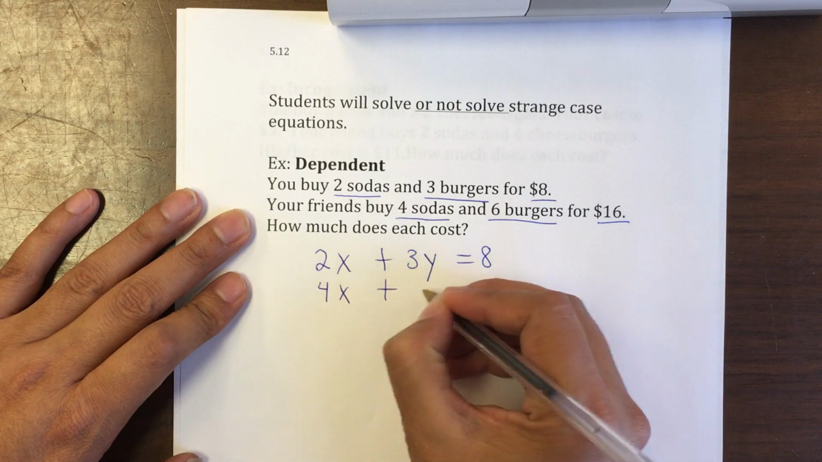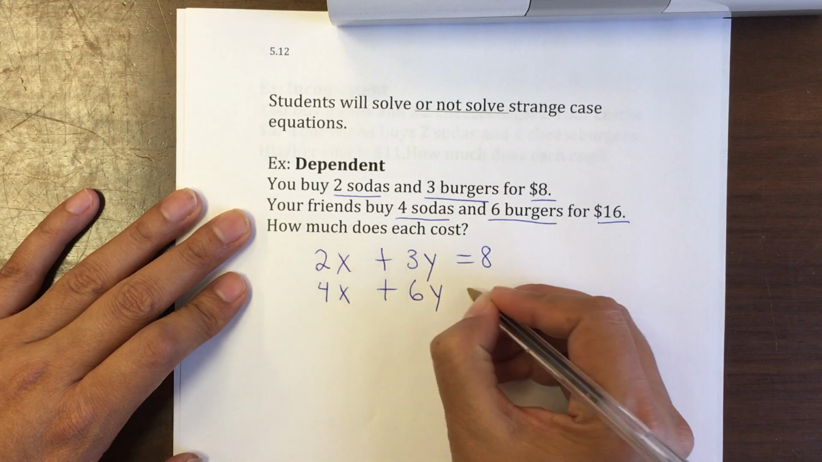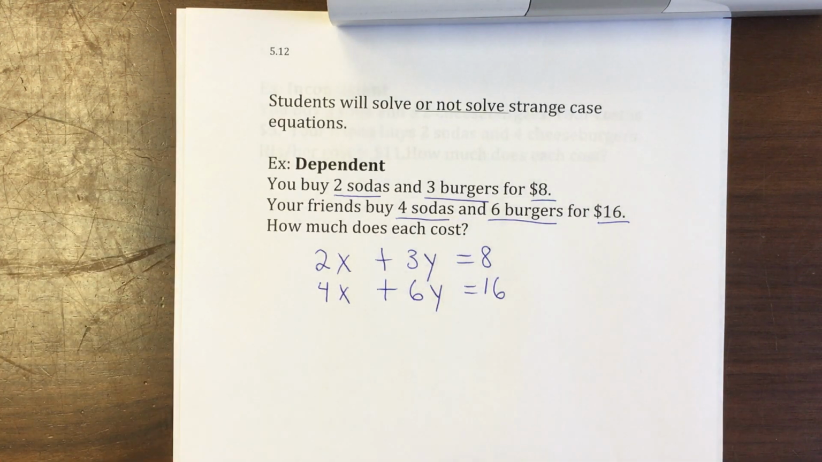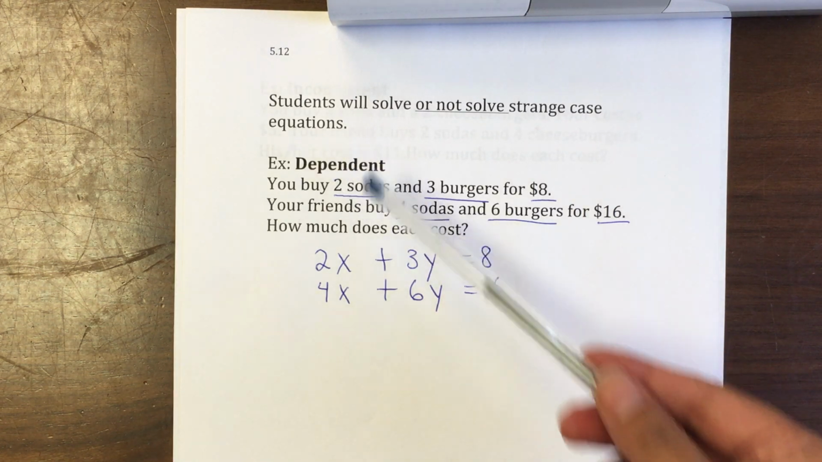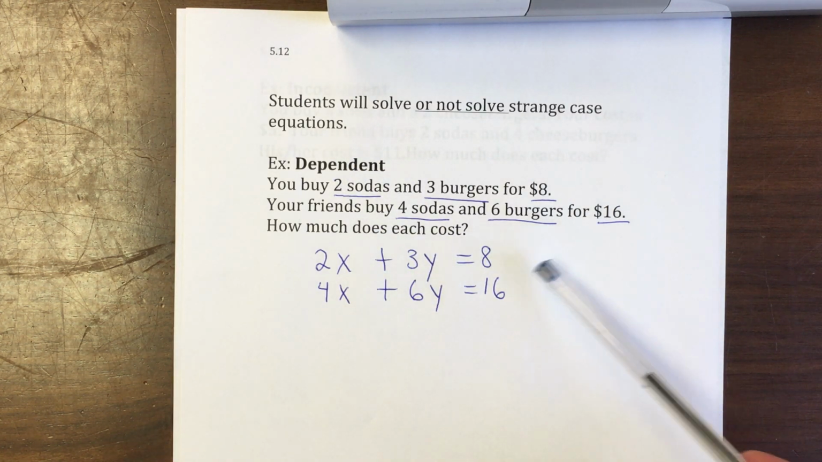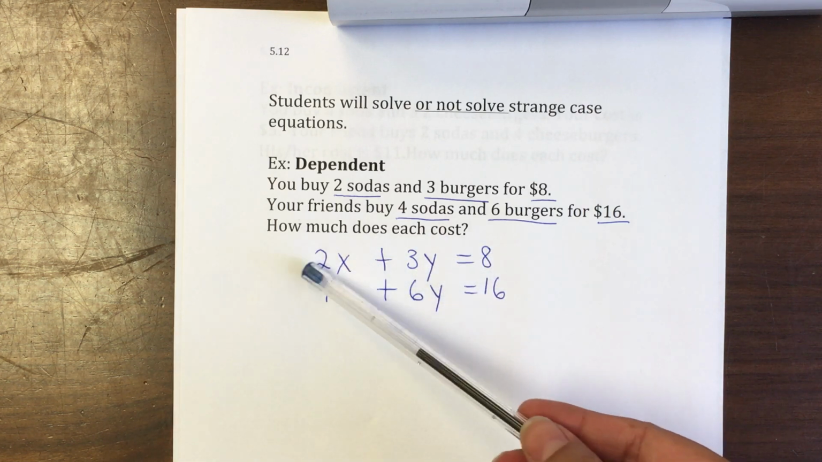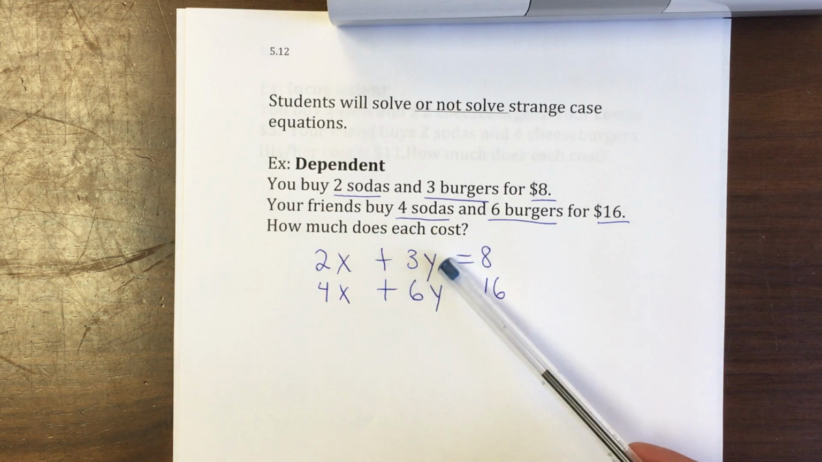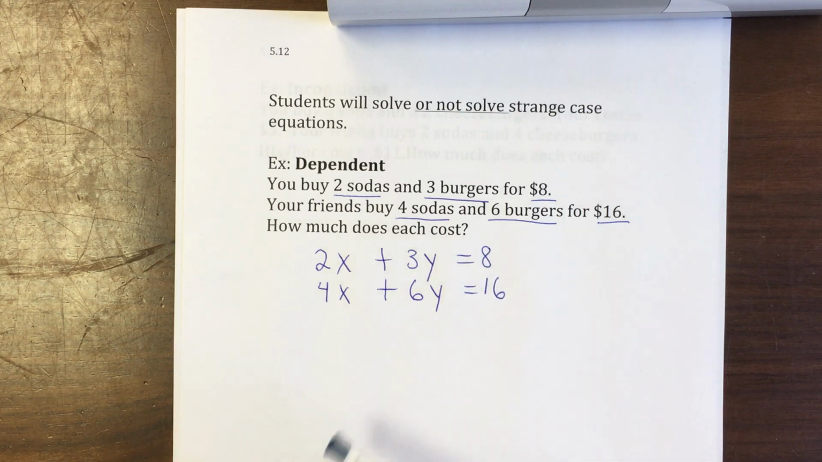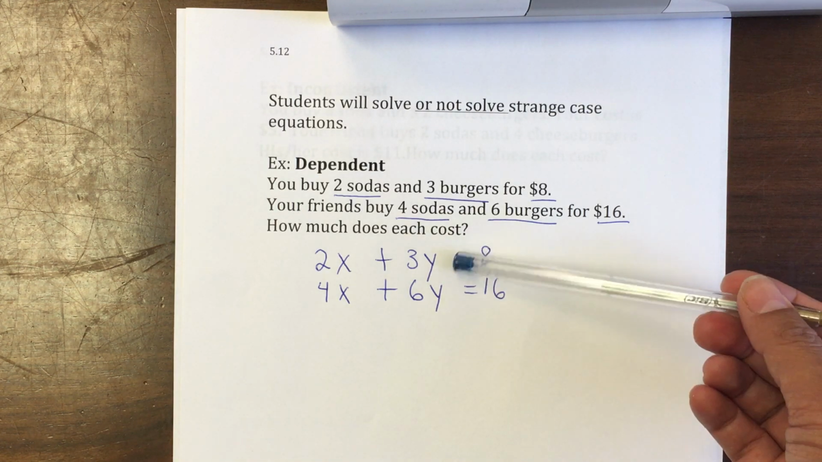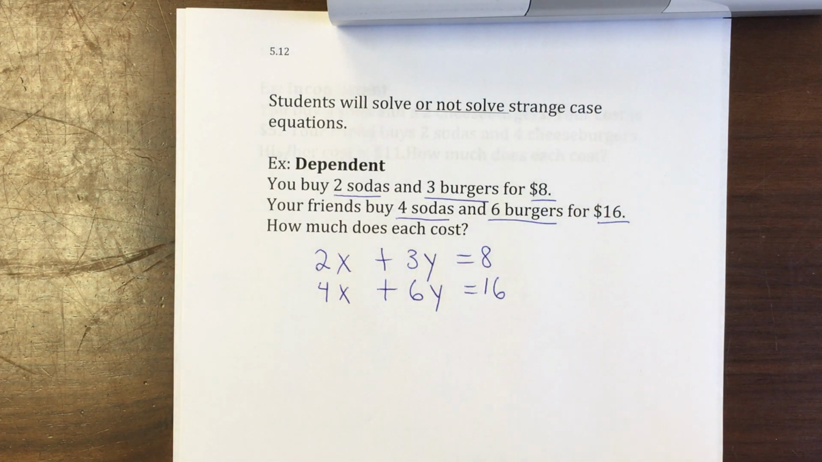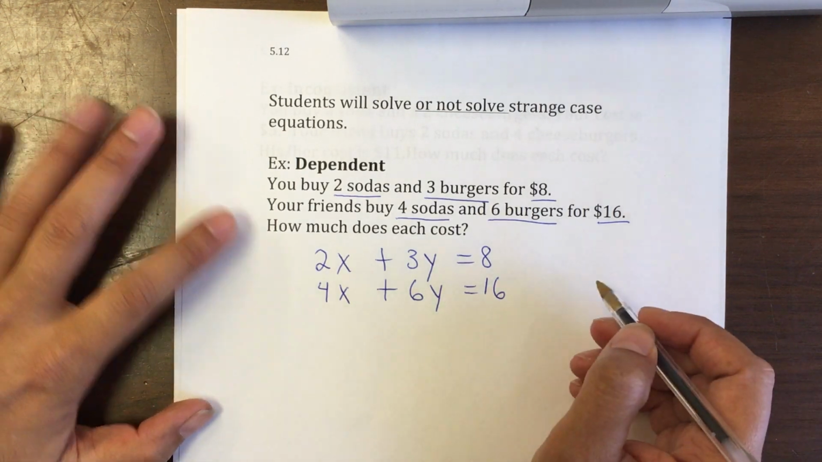4 sodas and 6 burgers for $16. And dependent means that if you notice, if I was to multiply the upper equation by 2, so it will be 2 times 2x is 4x, 2 times 3y is 6y, and 2 times 8 is 16. So basically you're talking about a similar equation. All you're doing is just doubling every single value. So that means that you have the same equation basically. Okay, so how do we solve this?